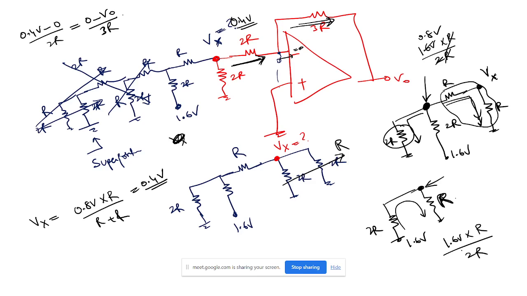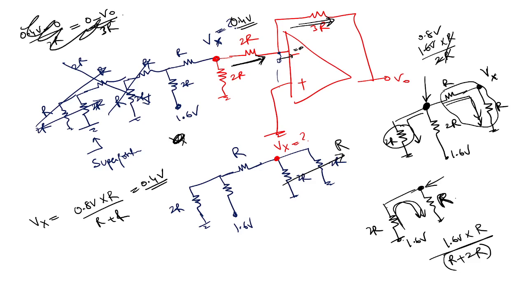No, sorry, something wrong I did here. You see this here? Ah, I found this mistake. 1.6 into R divided by, this is R plus 2R, total resistance, right? 3R. So this voltage is 1.6 volt into R divided by 3R. So the Vx is just divided by 2. That's it.